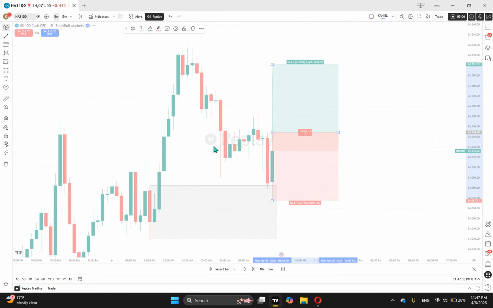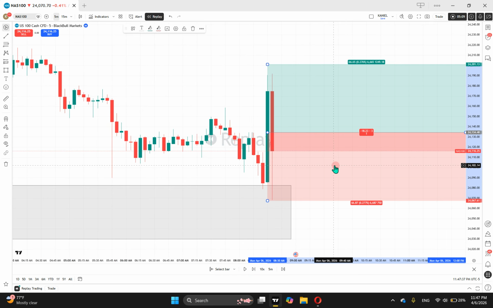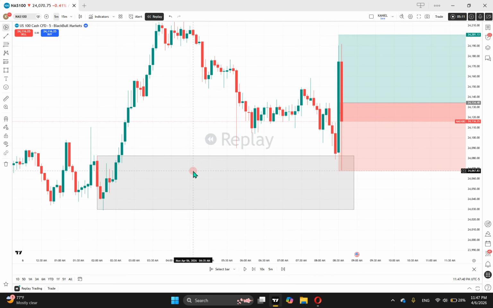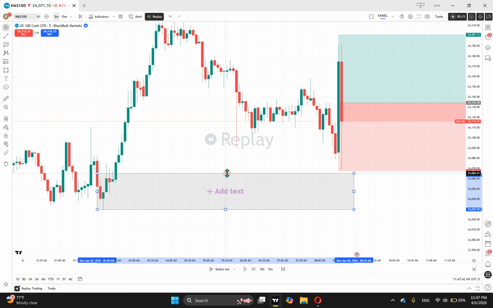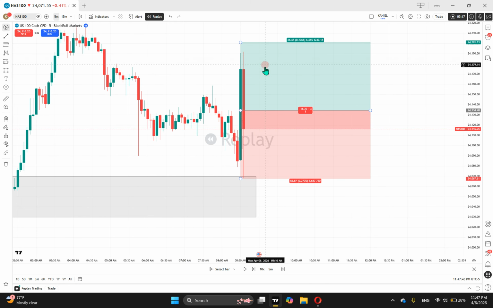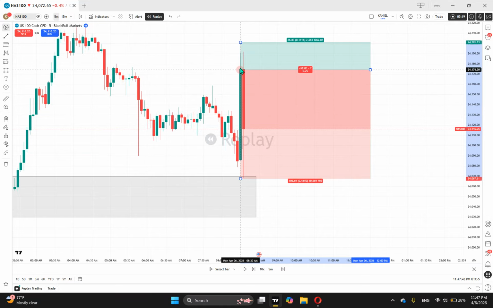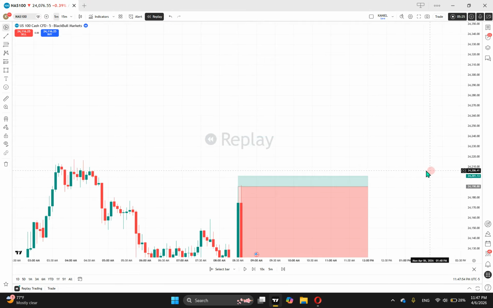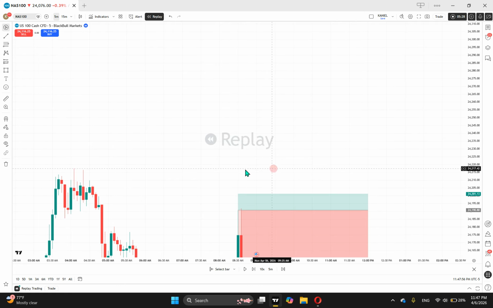Now, since we weren't paying attention to the 5 minute zone, which is all the way down here, the break of candle entry would have been right here. So our stop loss would have been way bigger.